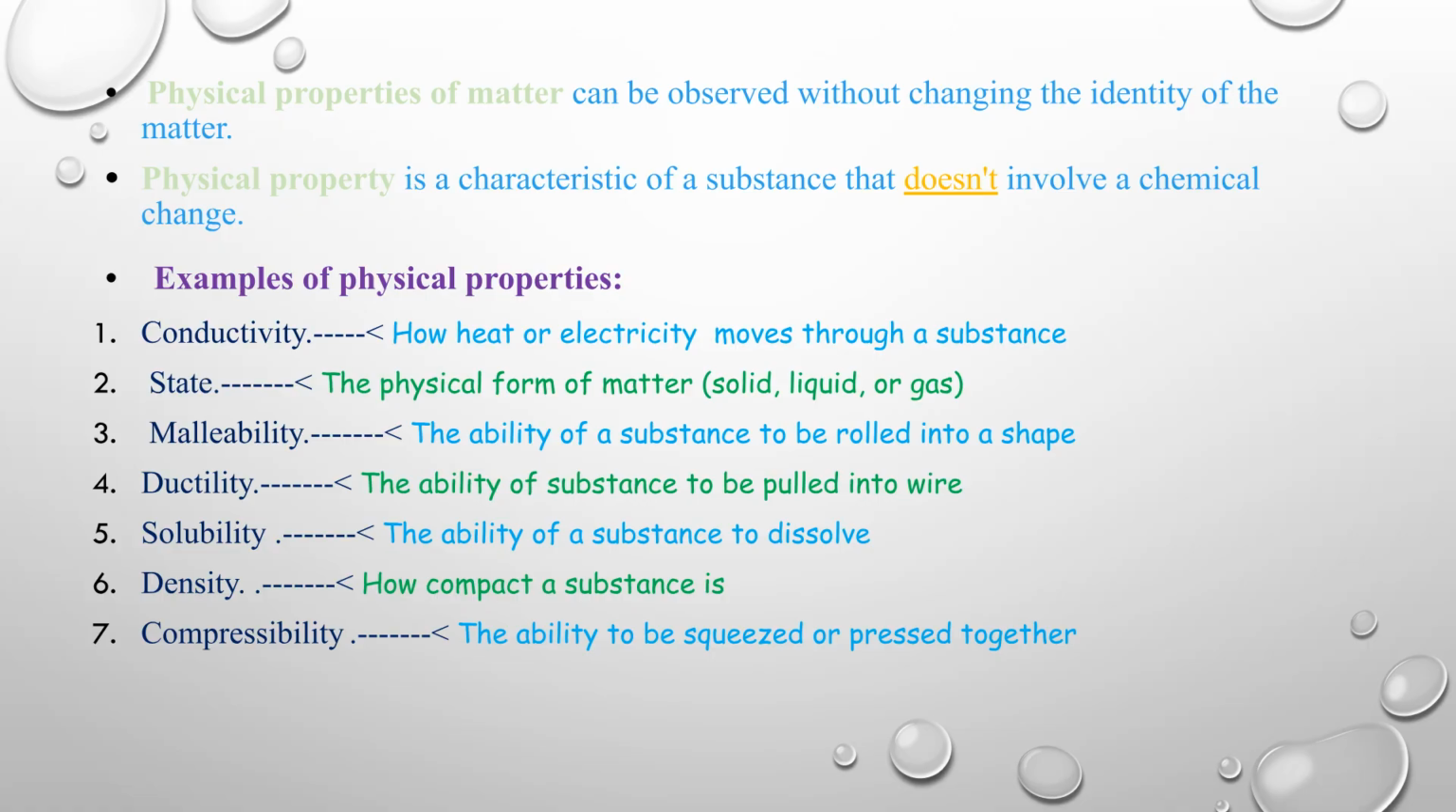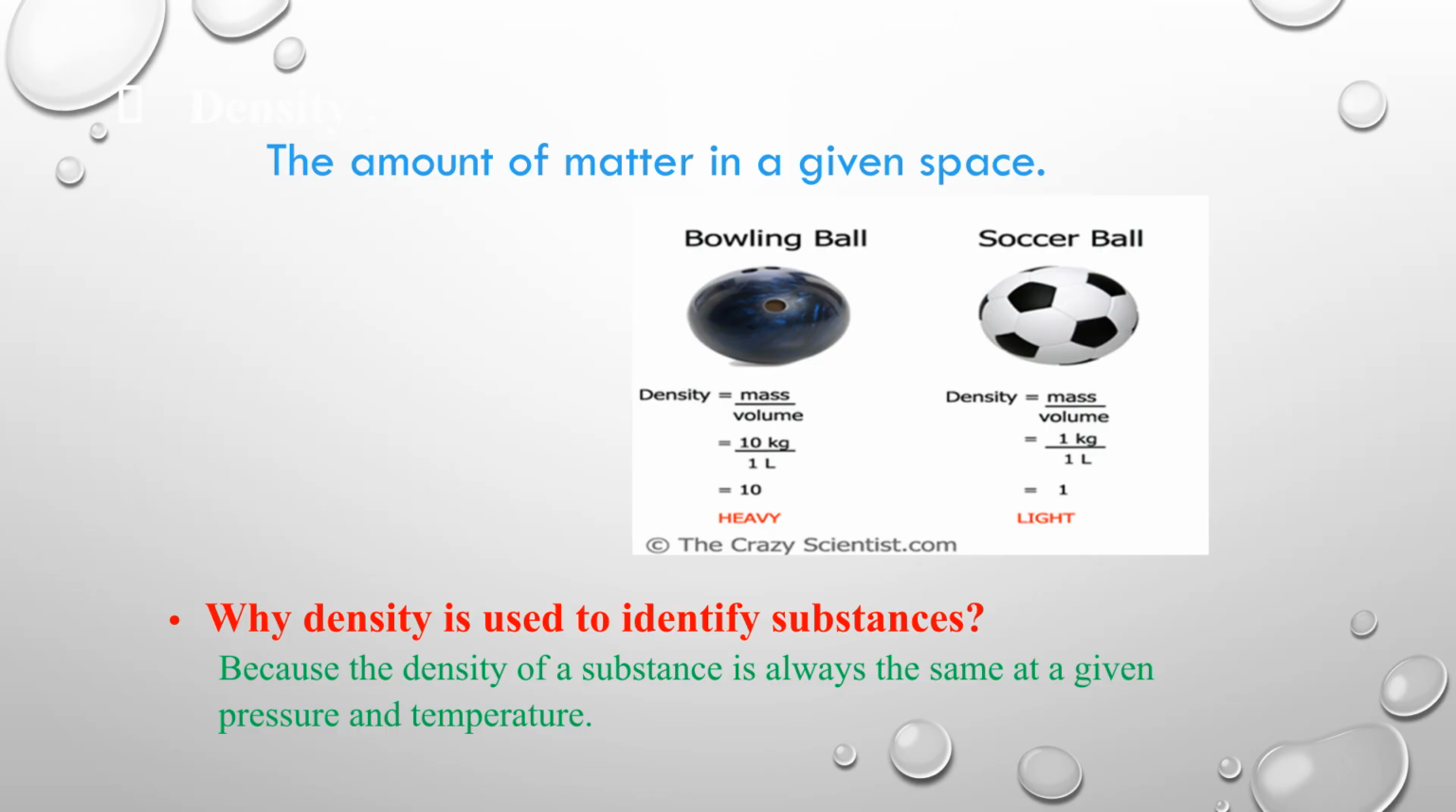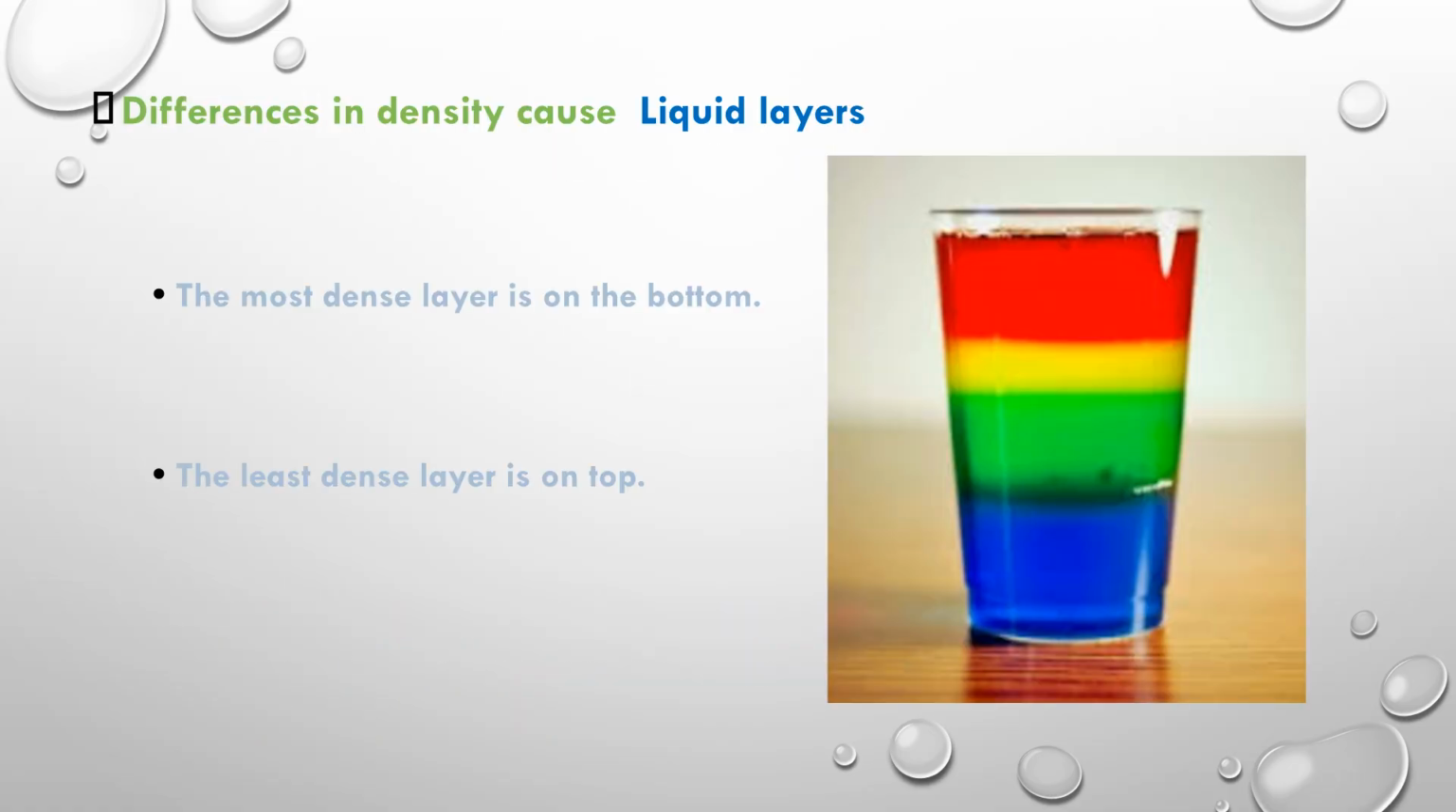Examples include conductivity, state, malleability, ductility, solubility, density, and compressibility. Density is the amount of matter in a given space and is crucial for identifying substances because it remains constant at a specific pressure and temperature. Differences in density cause liquids to form layers. The most dense layer settles at the bottom, while the least dense layer floats on top.